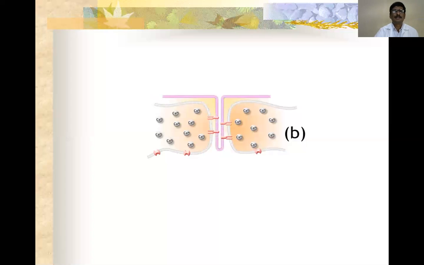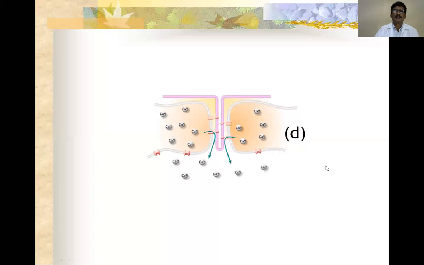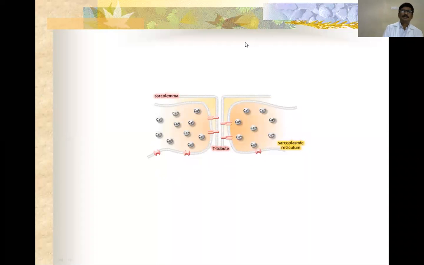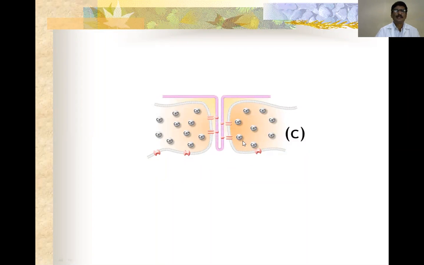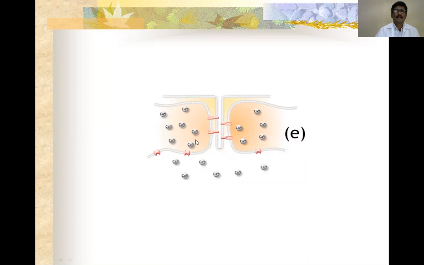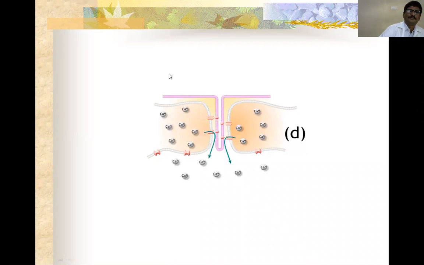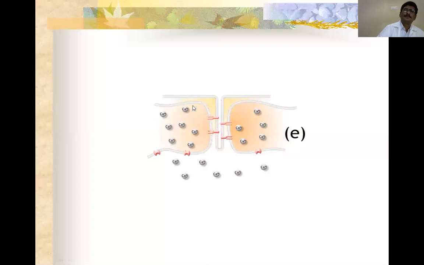You can see it from each one: arrival of impulse, then opening, then outpouring. So this cycle continues. Every time an impulse comes, there is outpouring of calcium from the cisterns of the L tubule. This is a T tubule. This entire section is called the triad: a central T tubule with L tubule cisterns on either side. They cause the release of calcium upon impulse arrival.